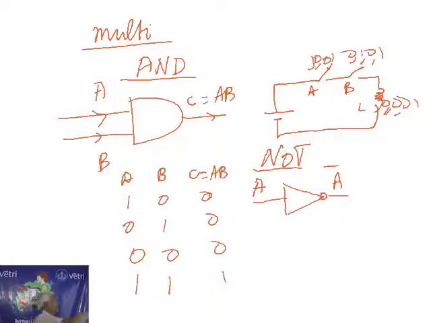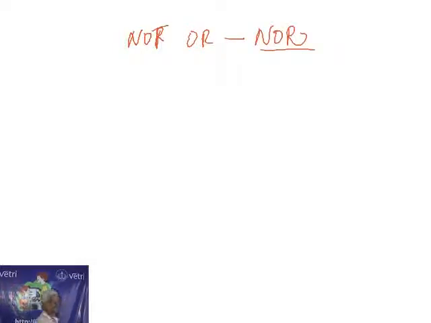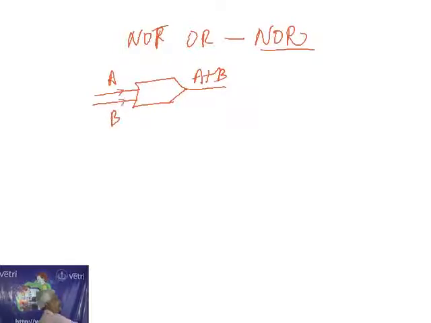So in which way can we combine them? Suppose the NOT gate is combined with the OR gate. They are called the NOR gate, N-O-R. The NOT gate combined with the OR gate is called the NOR gate. We know the OR gate has two inputs and only one output, that is A plus B, from A and B. So if this gate is connected to the NOT gate.